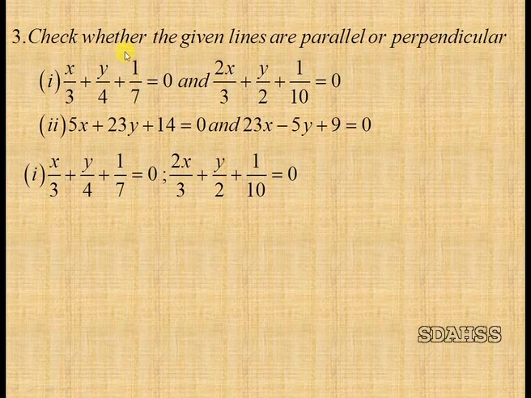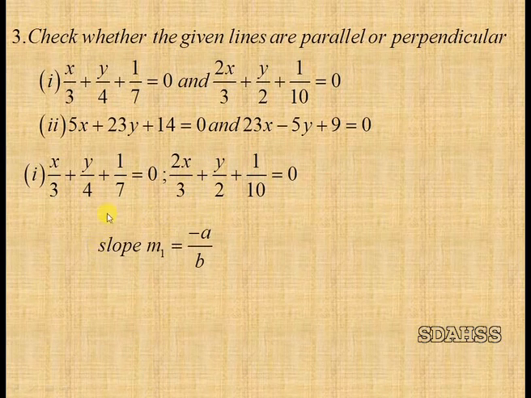Third sum. Check whether the given lines are parallel or perpendicular. Subdivision 1. X by 3 plus y by 4 plus 1 by 7 is equal to 0, comma 2x by 3 plus y by 2 plus 1 by 10 is equal to 0. We want to check whether the given lines are parallel or perpendicular. So the condition for parallel is m1 is equal to m2. M1 is equal to m2 means the two slopes are equal.